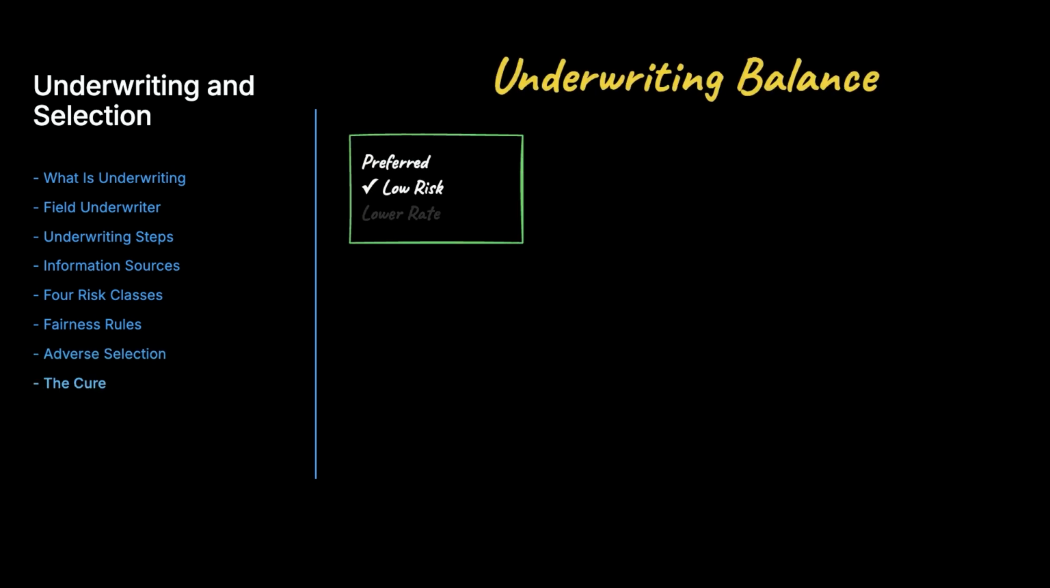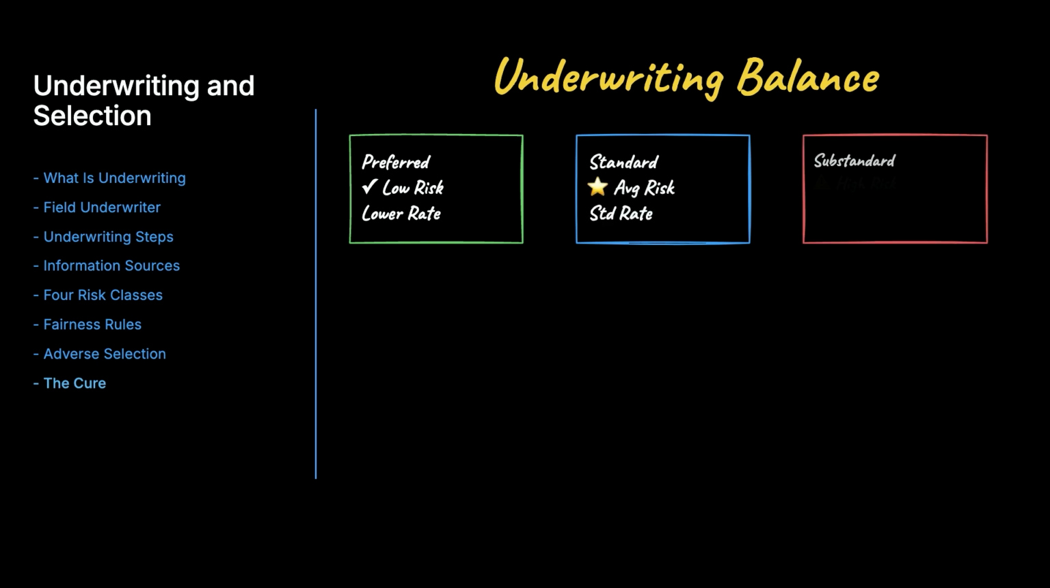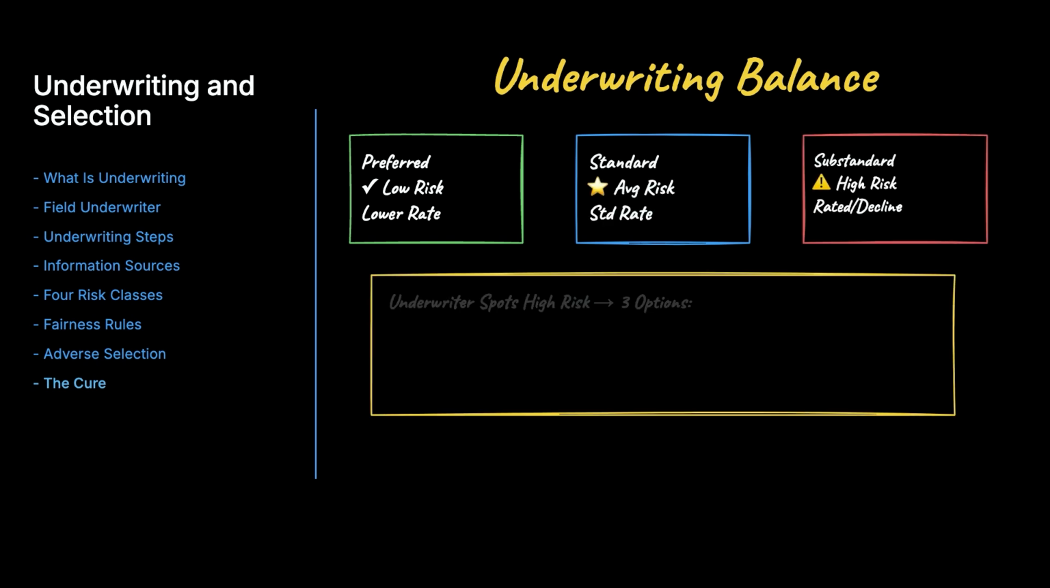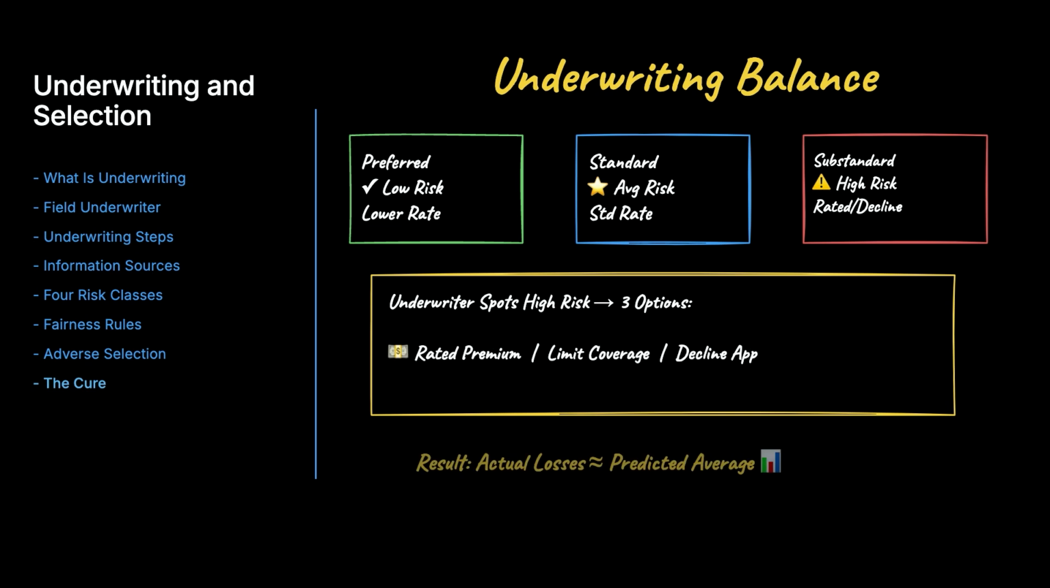Underwriting is the cure. When an underwriter spots a higher than average risk, the insurer can charge a rated premium, limit the coverage offered, or decline the application. The goal is a profitable distribution of exposures, a balanced spread of risks across preferred, standard, and substandard classes, so actual losses track the predicted average. Sound underwriting restores that balance.